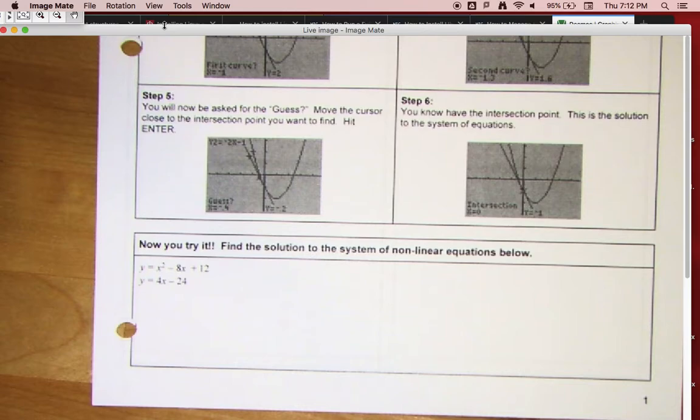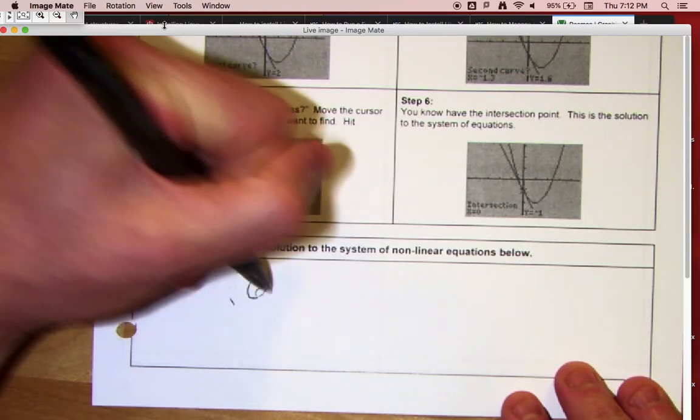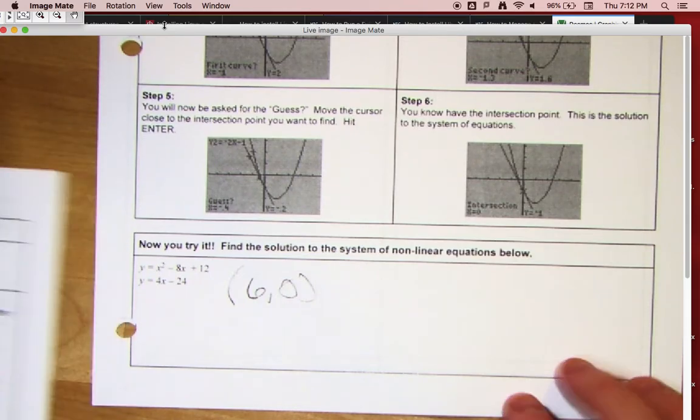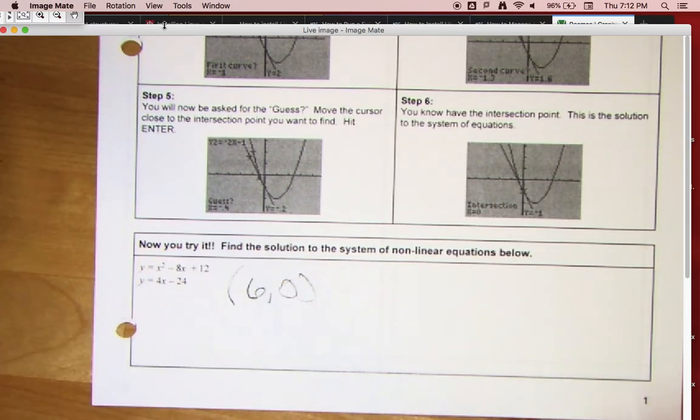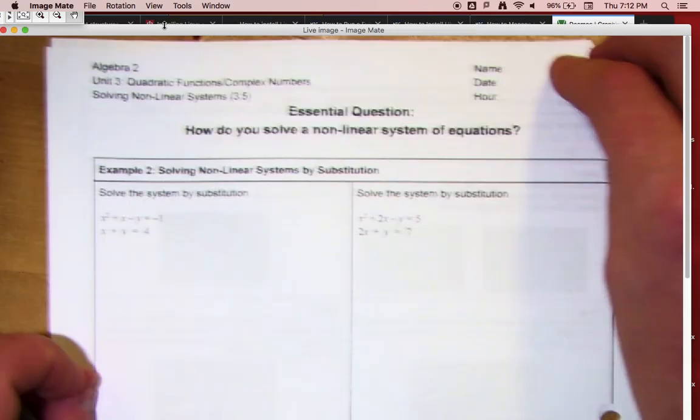If you want, go ahead and take a look at this one. Go ahead and do it. Plug both of those into Desmos. See where they intersect. And you get an answer of 6, 0 for that one. Okay? All right. So that's the first method. Pretty straightforward, I hope.